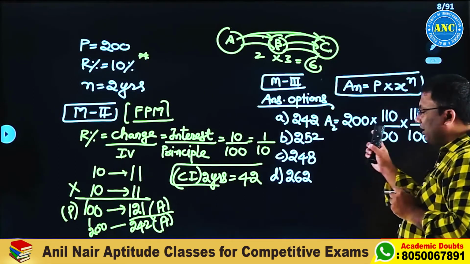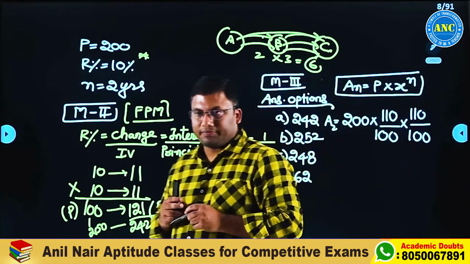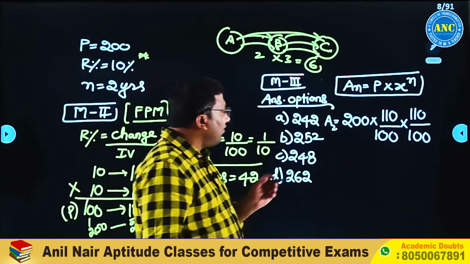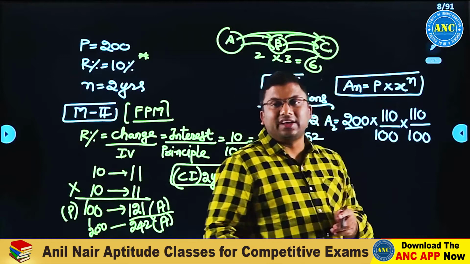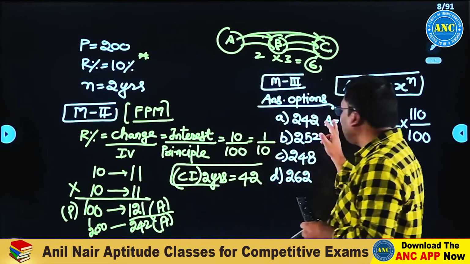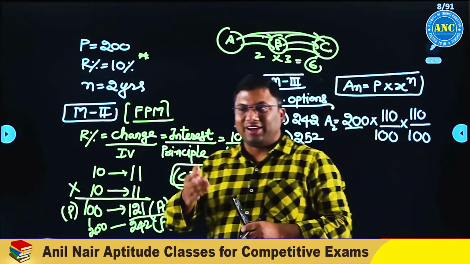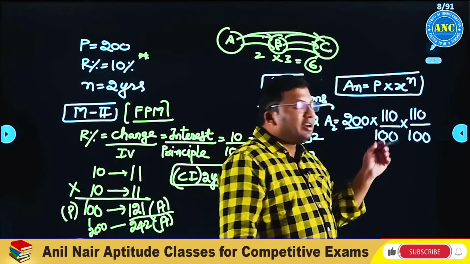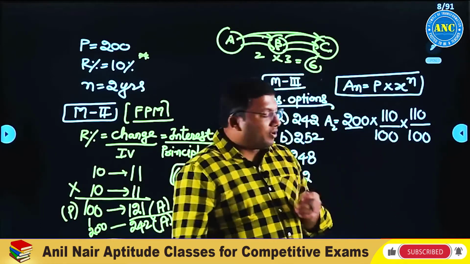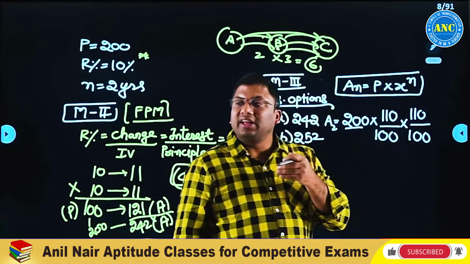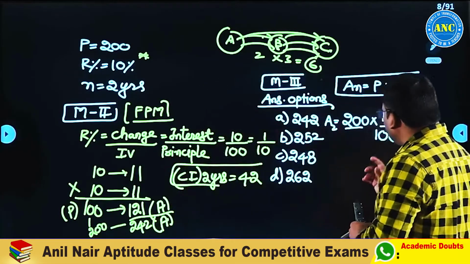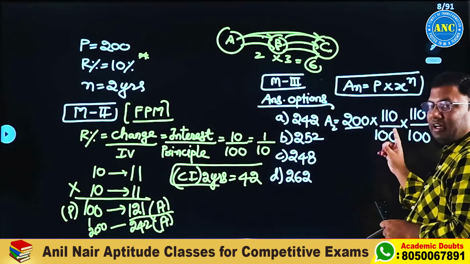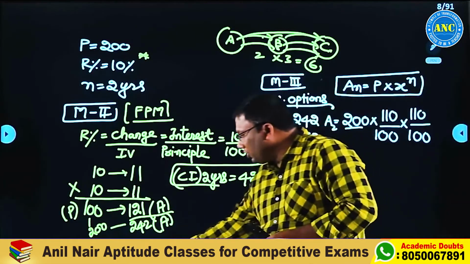Every problem I will write like this from now onwards. What is the initial value given? 200. On 100, 10 increase. I am determining amount only, right? Amount is the final value. On 100, 10 increase, it is 110. Now if you see here, 200 into 110 into 110. This is the beauty, sir.